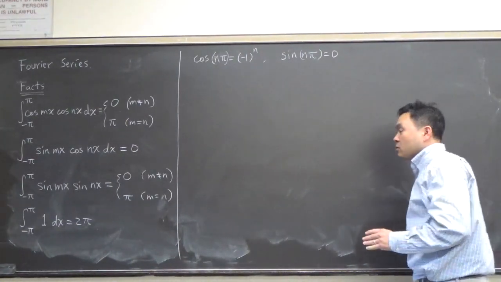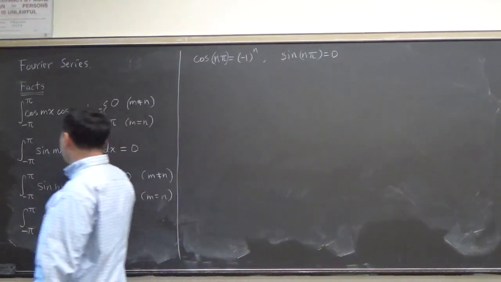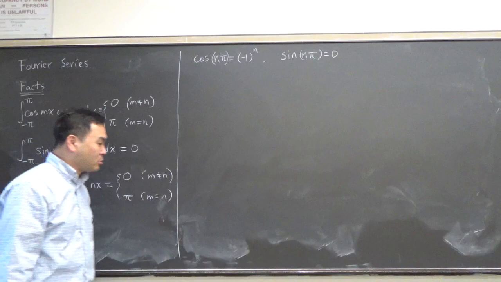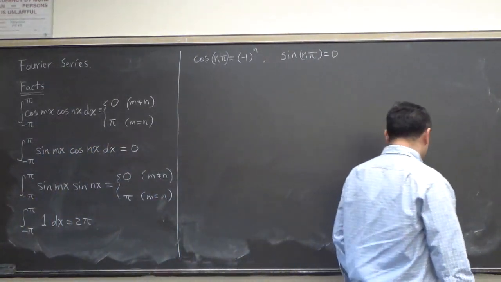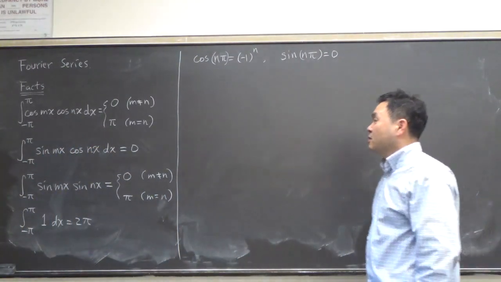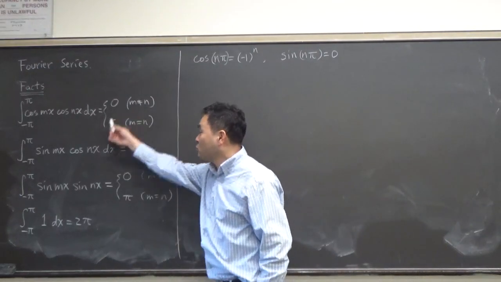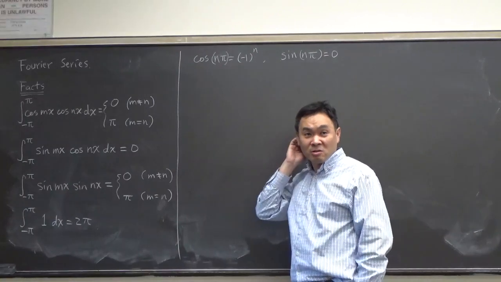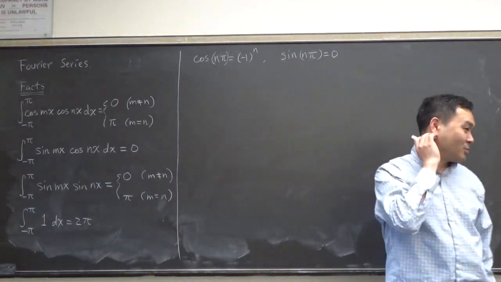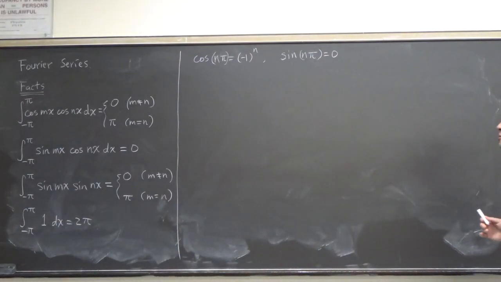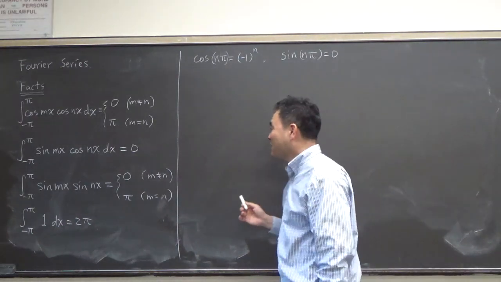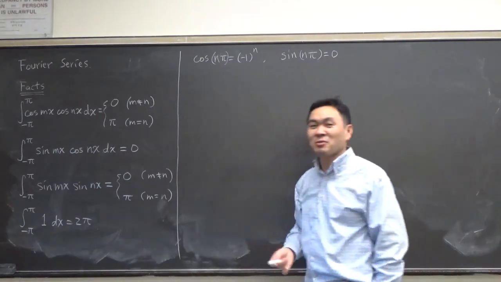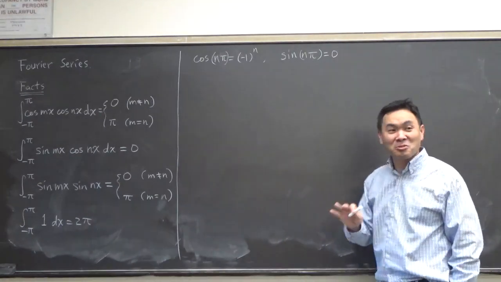Okay, so the three integrals that we computed before will be called orthogonality relations because secretly what we're doing is computing an inner product on a vector space. This is a very big topic, but let me just explain. Even if you don't fully understand, try to understand as much as you can.